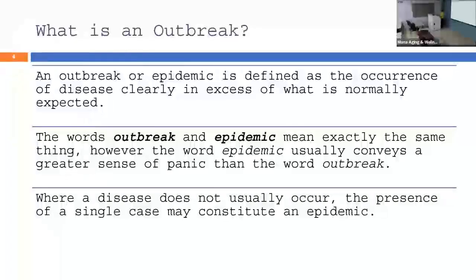Now, if you don't have any case of the disease, and someday you have a single case, then that would constitute an outbreak or an epidemic. And the rationale is based on the definition. You would not normally expect any case at all. So 0 cases is what you expect.